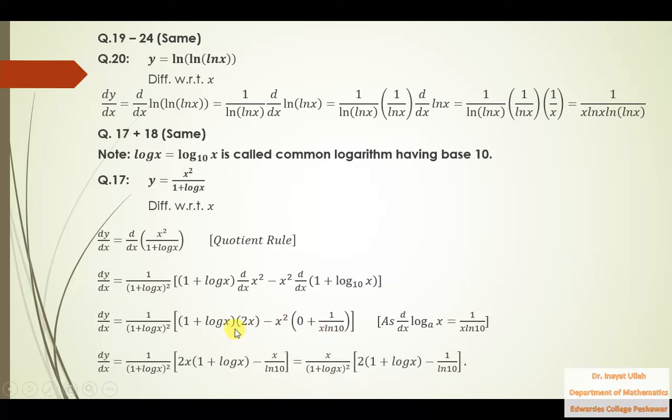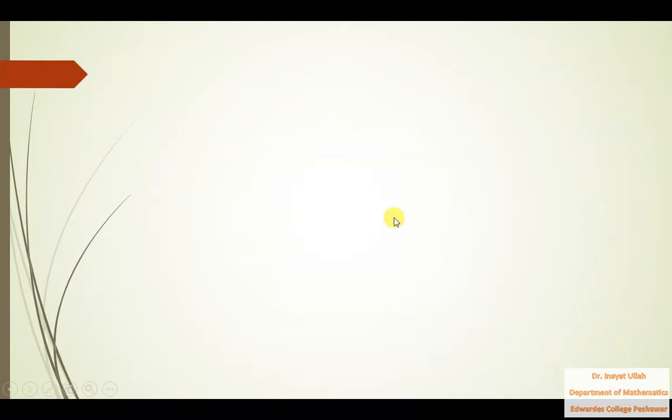Simplifying this function, writing 2x in front of the function, and cancelling one x from here, x with this x square, so that will become a negative sign. One x is remaining here, so x into 1 is x divided by natural log of 10. Now this is the answer. You can simplify this answer as well by taking x common from these two, and this is the complete answer of this question. So I hope the quotient rule is a bit simple to understand, and the product rule as well.